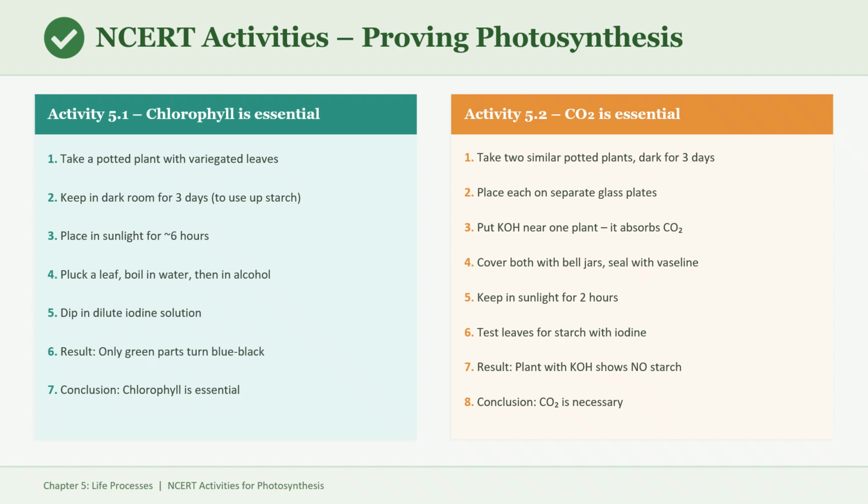How? Why? Because the KOH solution absorbs the carbon dioxide. So when the carbon dioxide is absorbed, what will happen? Photosynthesis won't occur, right? But the other plant without the KOH underwent the photosynthesis process and that is why starch was produced and it answered the iodine test. So the plant without carbon dioxide shows no starch formation and hence it is proved carbon dioxide is necessary for photosynthesis. So these two activities they may ask you in one more question, children.